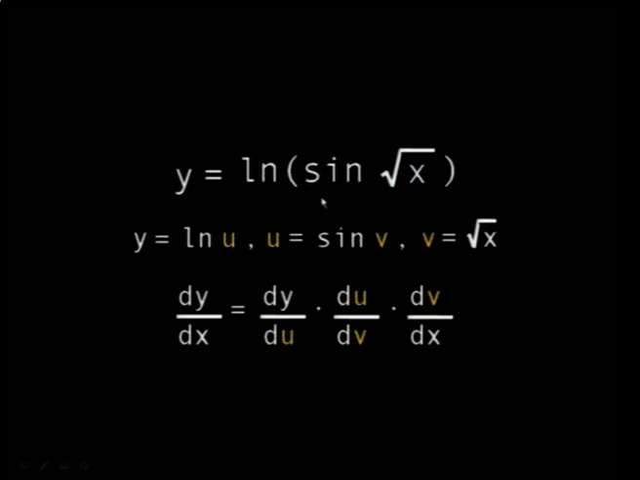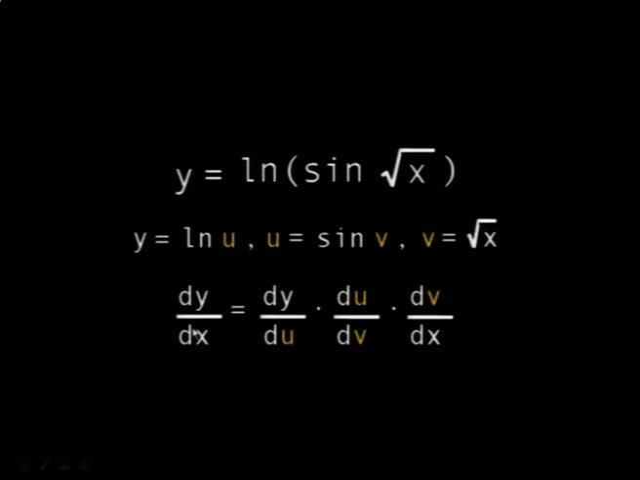Now, to see how calculus works, this is a composite function, because you have a logarithm, a sine, and a square root of x, and you want to differentiate y with respect to x. So you set square root of x equal to v, and sine v becomes equal to u, and then the whole thing inside the ln is equal to y. So you have here y is a function of u, ln u, where u is equal to sine v, where v is equal to square root of x.